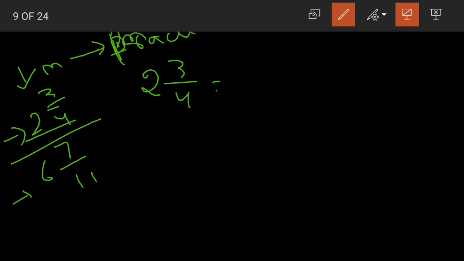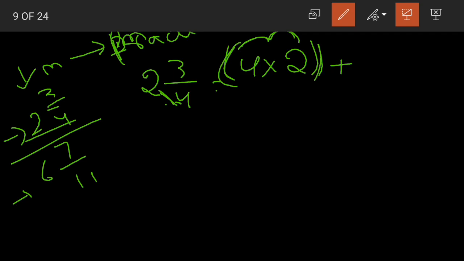We've learned it in the previous video, right? Yes. First will be the denominator into the whole number part, 4 into 2. Then keep this in the brackets because first we need to multiply 4 into 2. This is what we need to do first. We should not mix it with other things. So let us keep it in brackets.